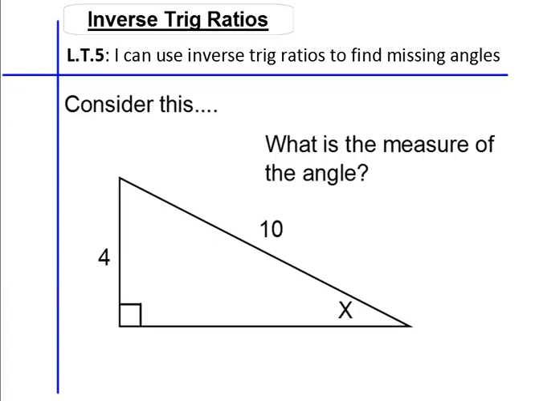Let's consider this. What is the measure of the angle? We are given a triangle with a 4 and a 10. We could use Pythagorean theorem, but that only helps us figure out this last side right here. But that's not what we're asked for. We're asked to find a missing angle. We could maybe use special right triangles. But the 4 was not doubled to make the hypotenuse, so this is not a 30, 60, 90 triangle, nor is it a 45, 45. So neither of these skills helps us. We're going to have to use trig ratios to find this missing angle.